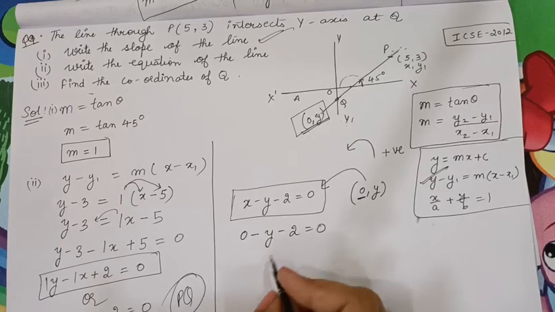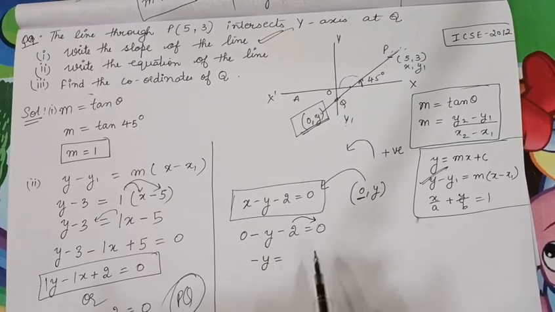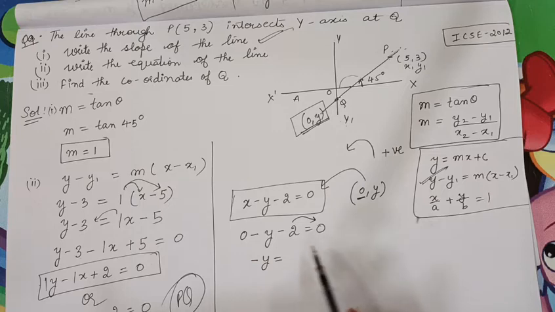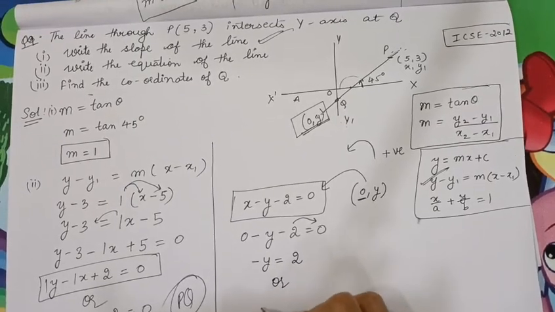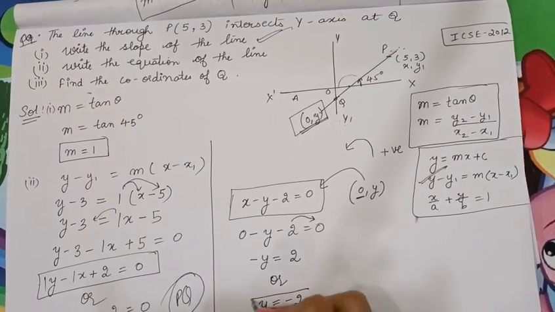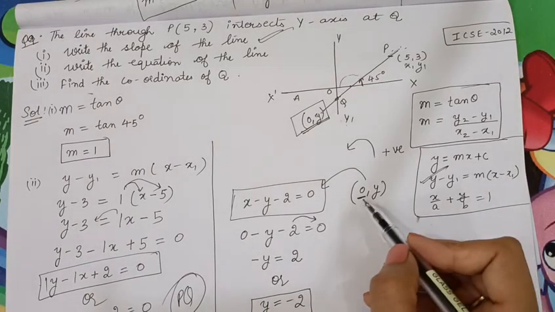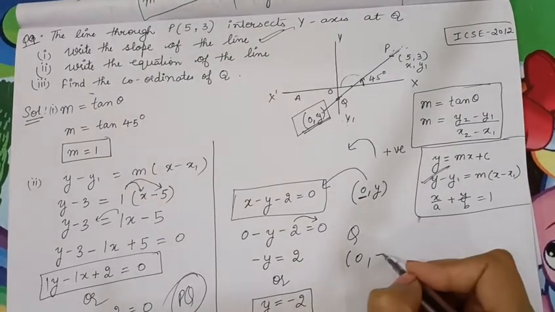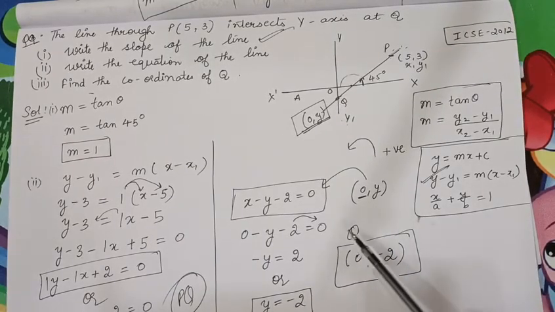Now we can find y's value. Minus y equals 2. We shift to the other side because we have to find y's value, so everything other than y goes to the other side. Only minus 2 is there. When minus 2 is shifted to the other side, it changes to plus 2. So minus y equals 2 means y equals minus 2. x was already 0 for Q, and y's value we have just found. 0 comma minus 2 are the coordinates of point Q.